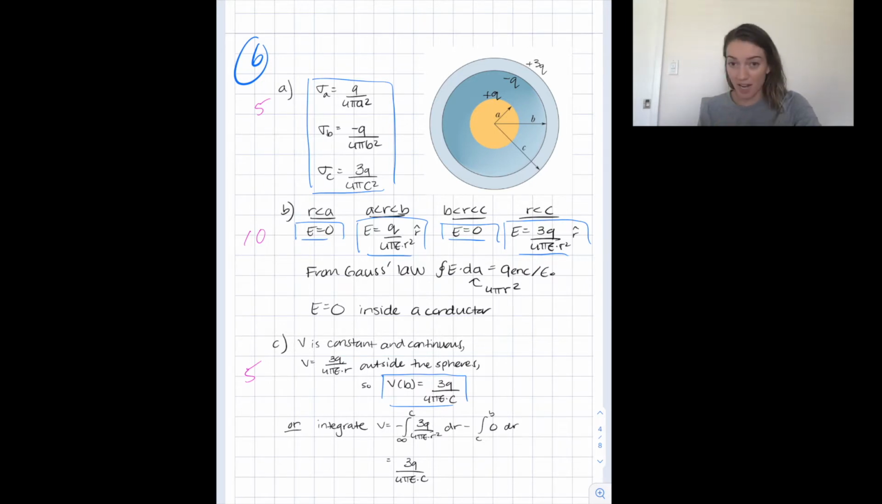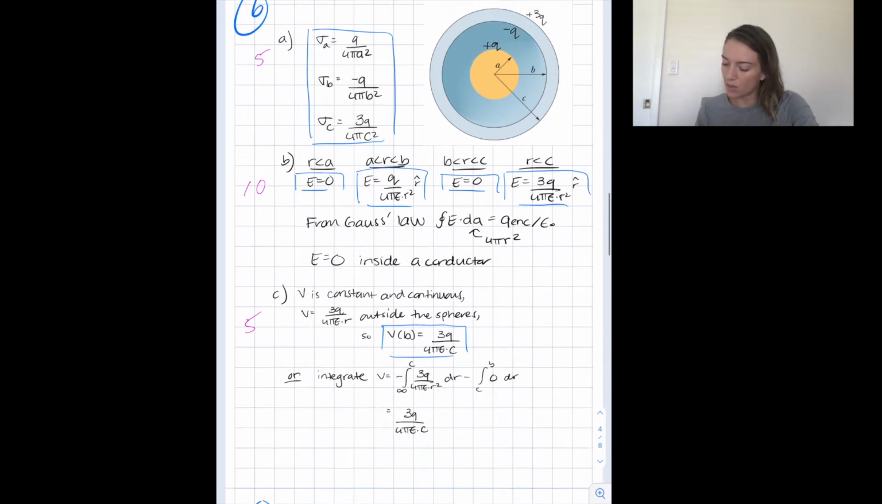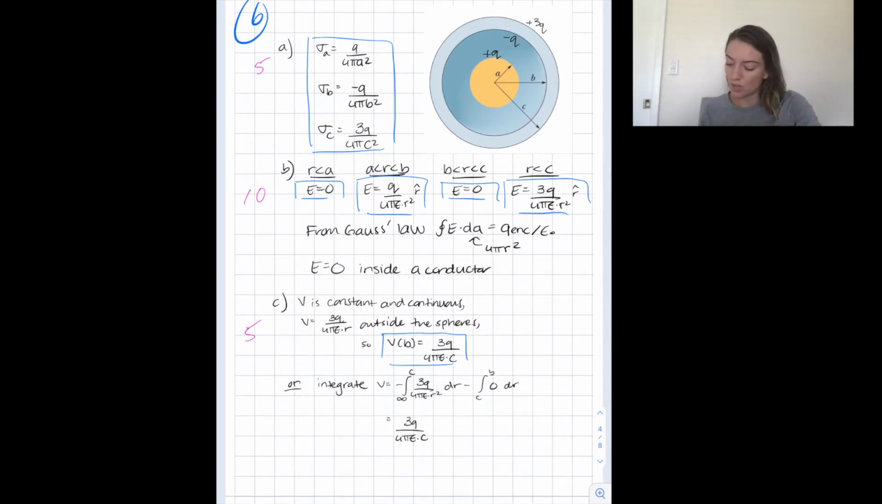Part C was like the challenge part of this problem, obviously. So you could do it 2 ways. You could integrate like this. We did a similar problem where we integrated the electric field for a conducting sphere and found that it was constant inside. Or you could just say, I know the potential is constant and I know the potential is continuous. So it has to have whatever value it is on the surface out here, this outer surface, it has to be that same value all the way through that shell. So that was a way to do it without any integration.